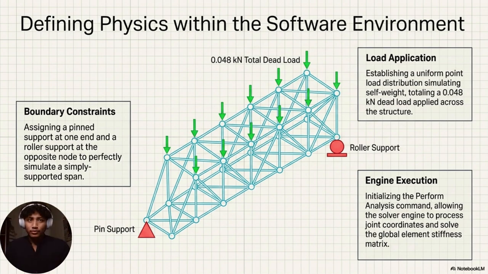The second is load application. Establishing a uniform load distribution simulating self-weight, totaling a 0.048 kilonewton dead load applied across the structure. The last one is engine execution. Initializing the perform analysis command, allowing the solver engine to process joint coordinates and solve the global element stiffness matrix.